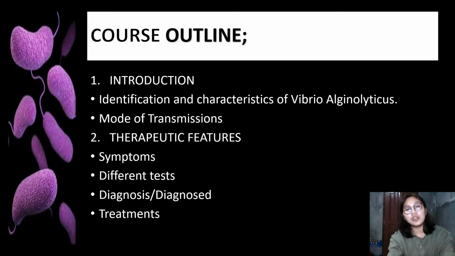We also have the course outline for this. We have 2 course outline. The first one is the introduction, identification and characteristic of Vibrio Alginolyticus and the mode of transmission. And the second one is therapeutic features. We have the symptoms, different tests, diagnosis, and the last one is the treatments.